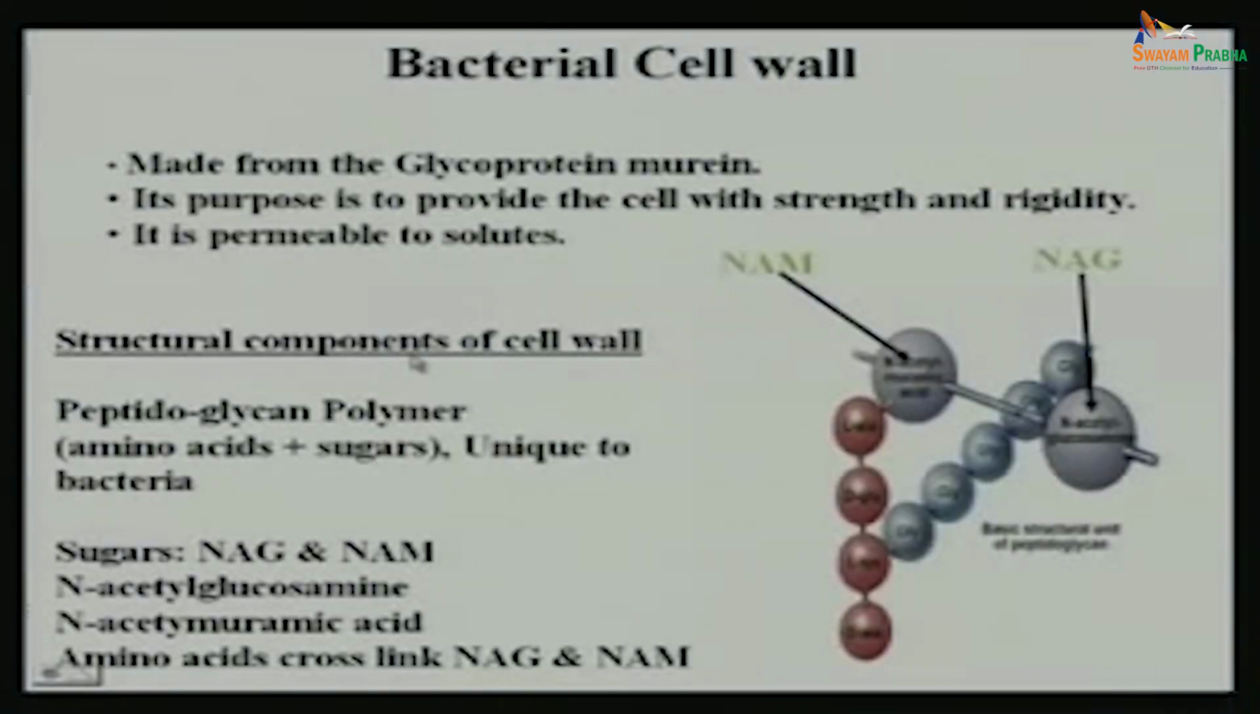If we classify further the components present in this peptidoglycan, we can categorize these polymers into NAM and NAG. What is NAM and what is NAG? NAM is N-acetyl-muramic acid and NAG is N-acetyl-glucosamine. Now, see here, it is a composition of amino acid and sugar. In other words, it is an amino sugar.